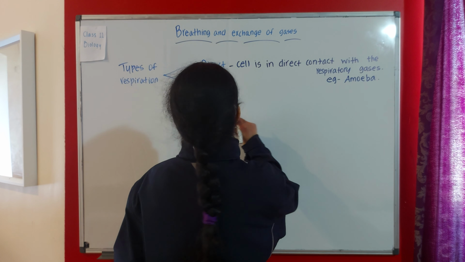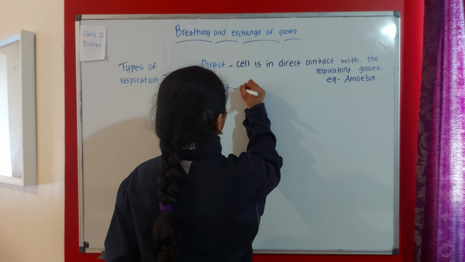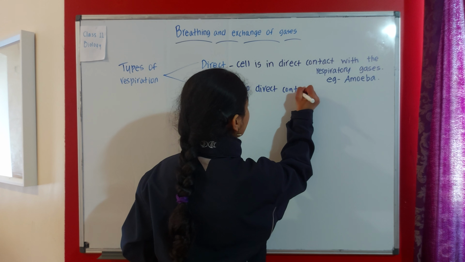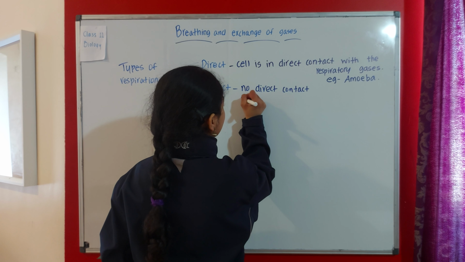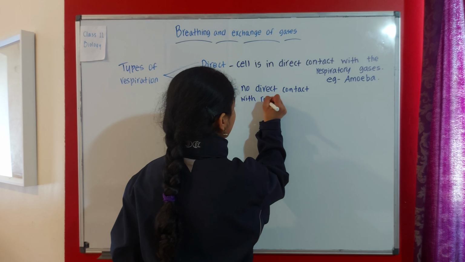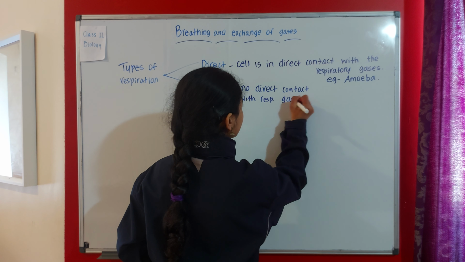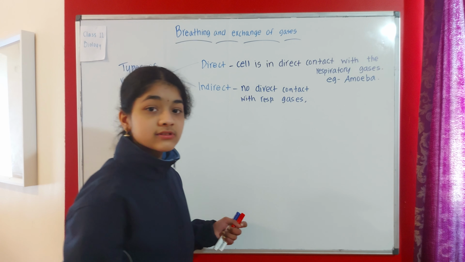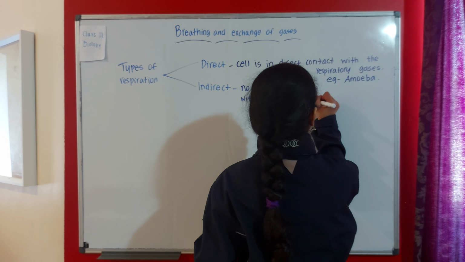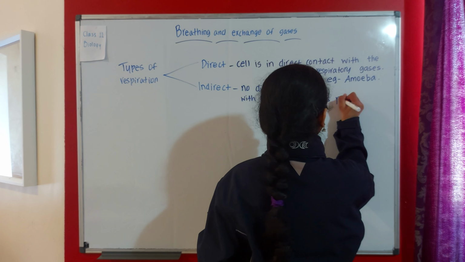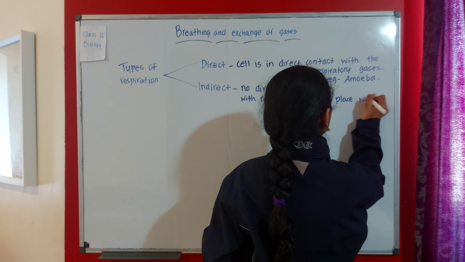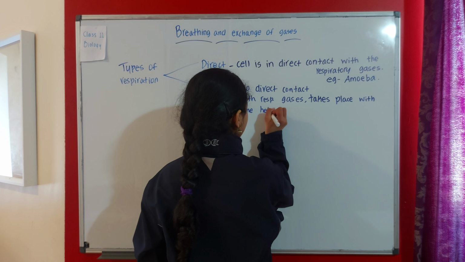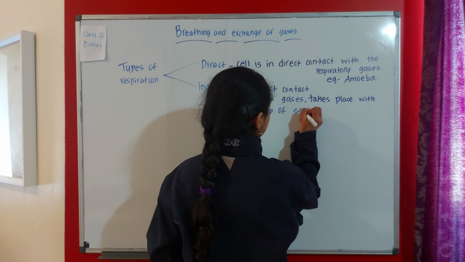In indirect respiration, this is the second type. Here there is no direct contact with the respiratory gases, and this indirect type of respiration takes place with the help of some special tissues.